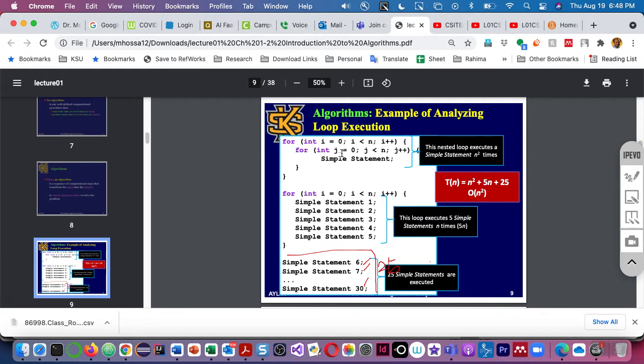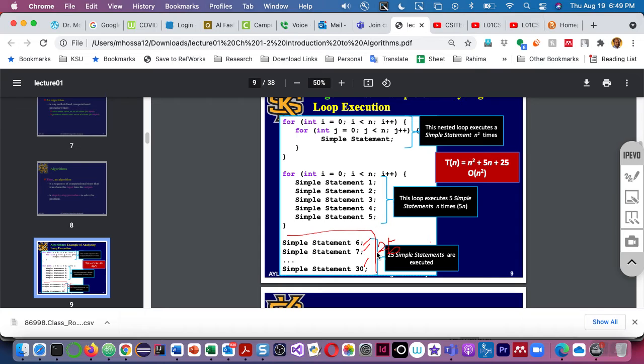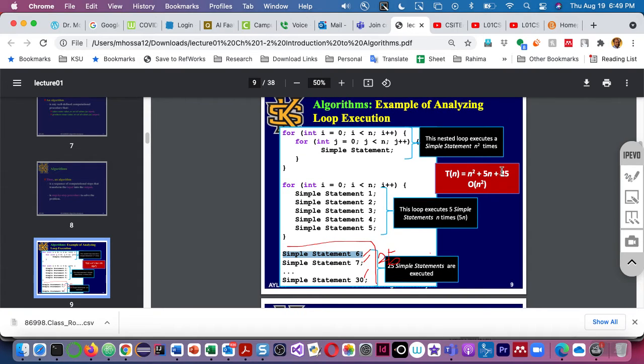This is the inner for loop. It executes n times, and then there is the outer for loop, which executes n times. So n times n equals n squared. There are 5 statements here, and all of this executes n times, so a total of 5n. Here we consider that there are 25 statements, and each of these executes only one time, so 25 here. Let us think that each of these takes 1 millisecond to be executed, maybe 1 millisecond or microsecond, that doesn't matter.